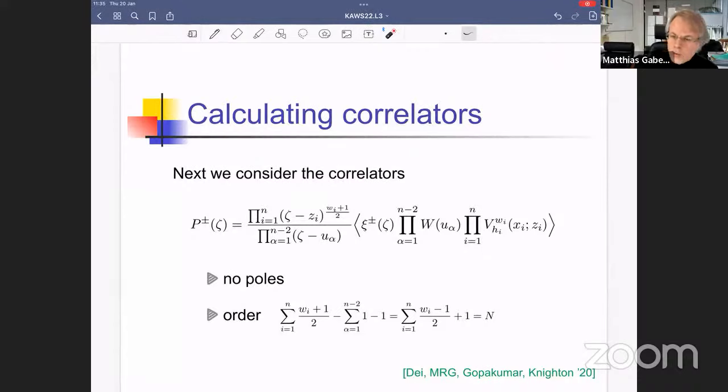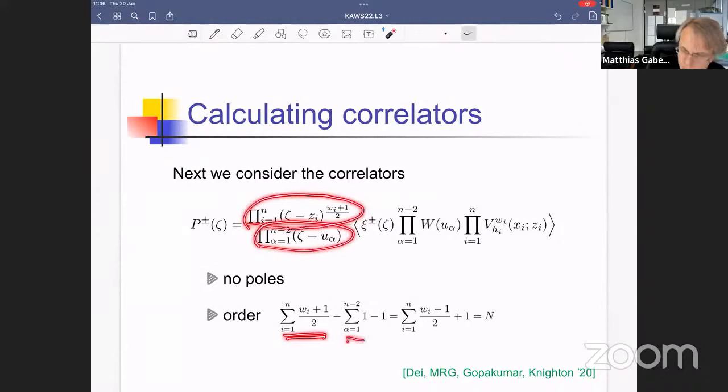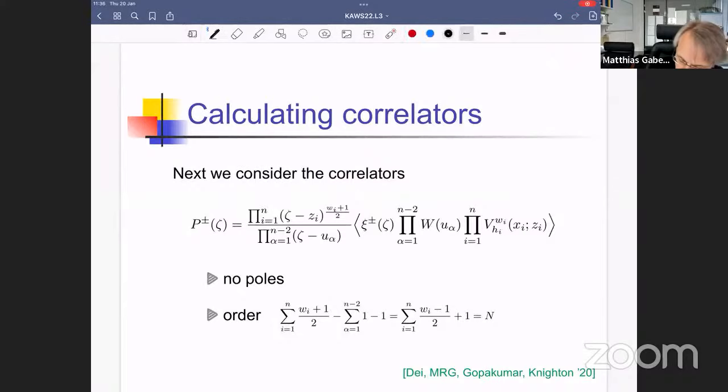So what's the degree of the polynomial? Well, we have the prefactor. Think about this: evaluate this for a very large zeta. You pick up this sum from the numerator, you pick up this sum from the denominator, and we know how this correlator behaves when zeta goes to infinity. This correlator goes like zeta to the minus one as zeta goes to infinity, because zeta is a spinor half field, and out at infinity, far away from any of these fields, it goes like zeta to the minus one. So therefore, the degree of this polynomial is the sum over wi plus one minus n minus two minus one.